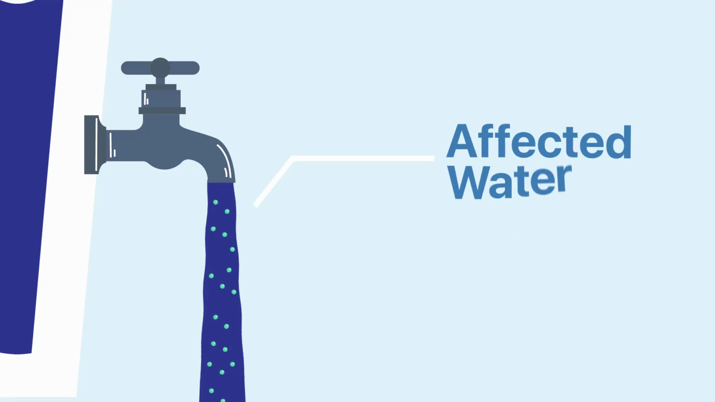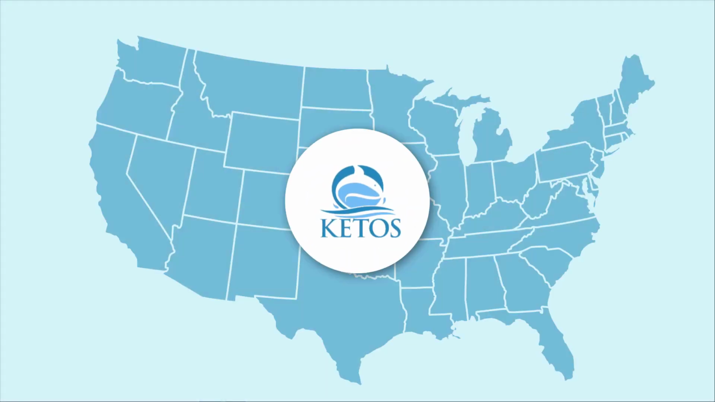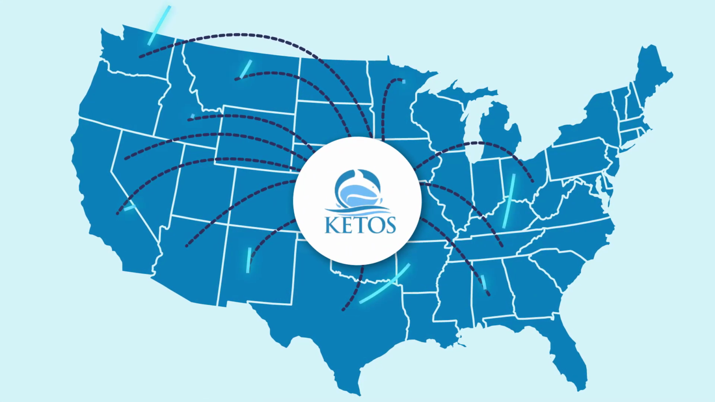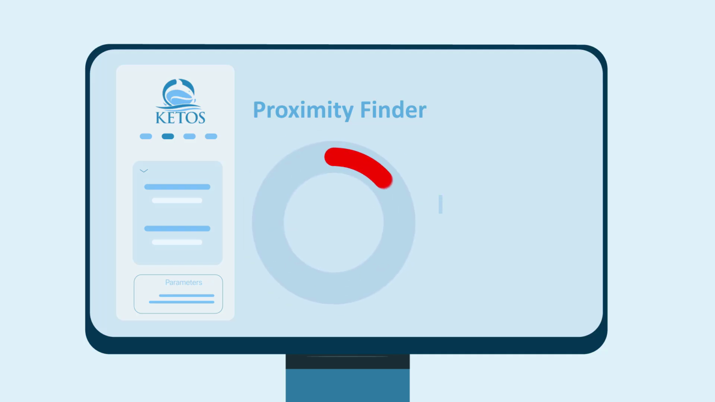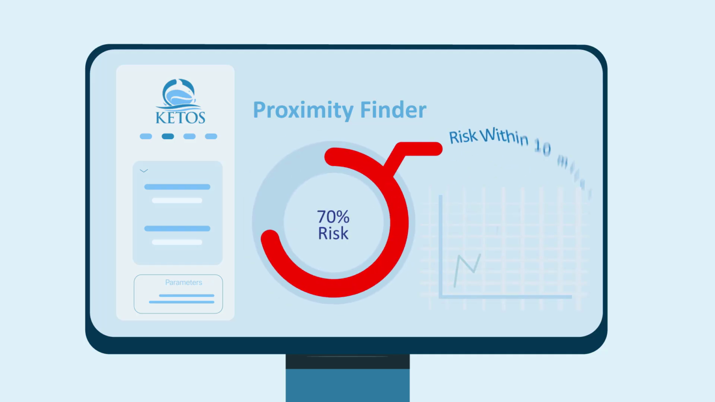Due to the amount of health risk and contamination that could be in our water supply, KETOS is working with public utilities all over the United States to make real-time PFaaS detection possible. We've released the Proximity Finder tool to help utility companies and the general public estimate the risk of exposure to PFaaS chemicals that may show up in their tap water.